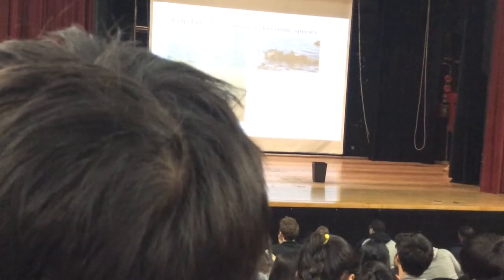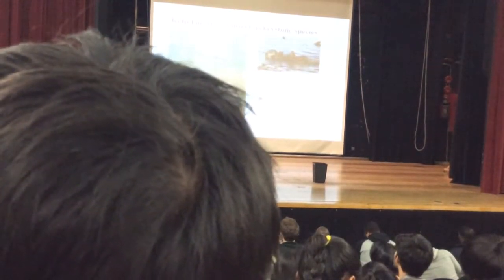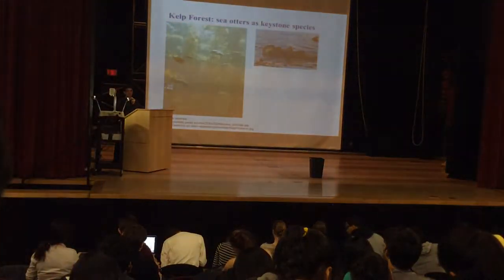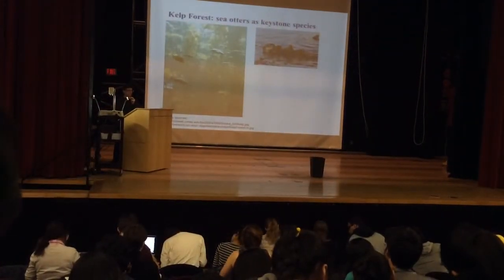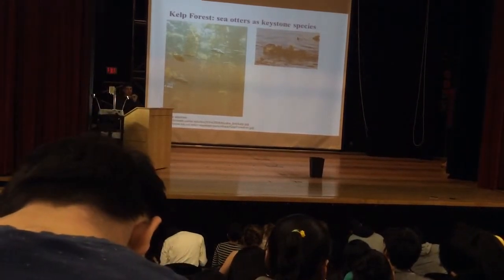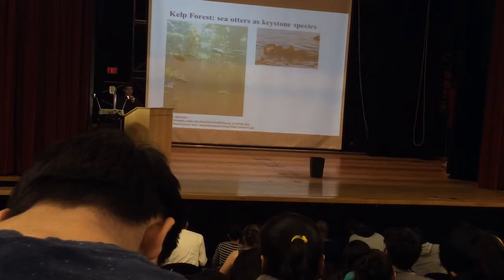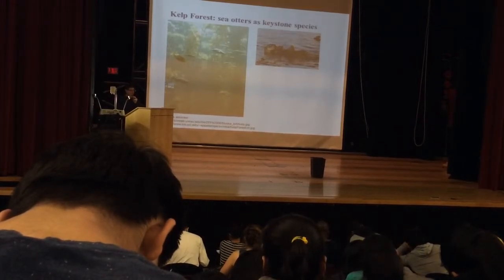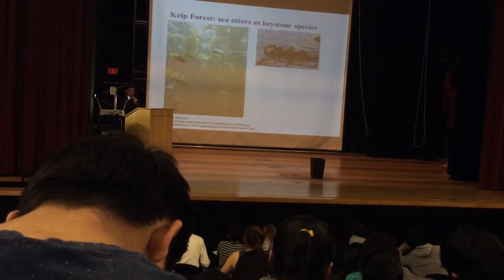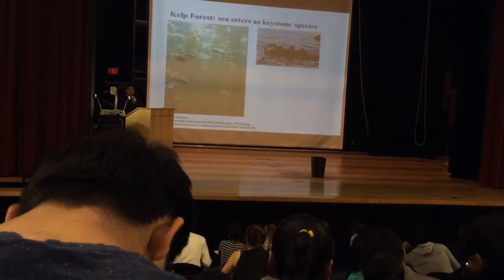So these are the types of species that we refer to as keystone species. So they regulate the other species in the ecosystem. And so when you tamper with the keystone species, the whole equilibrium falls apart. So there was a ban on hunting sea otters for decades, and the sea otter population has rebounded, and so has the kelp forest.